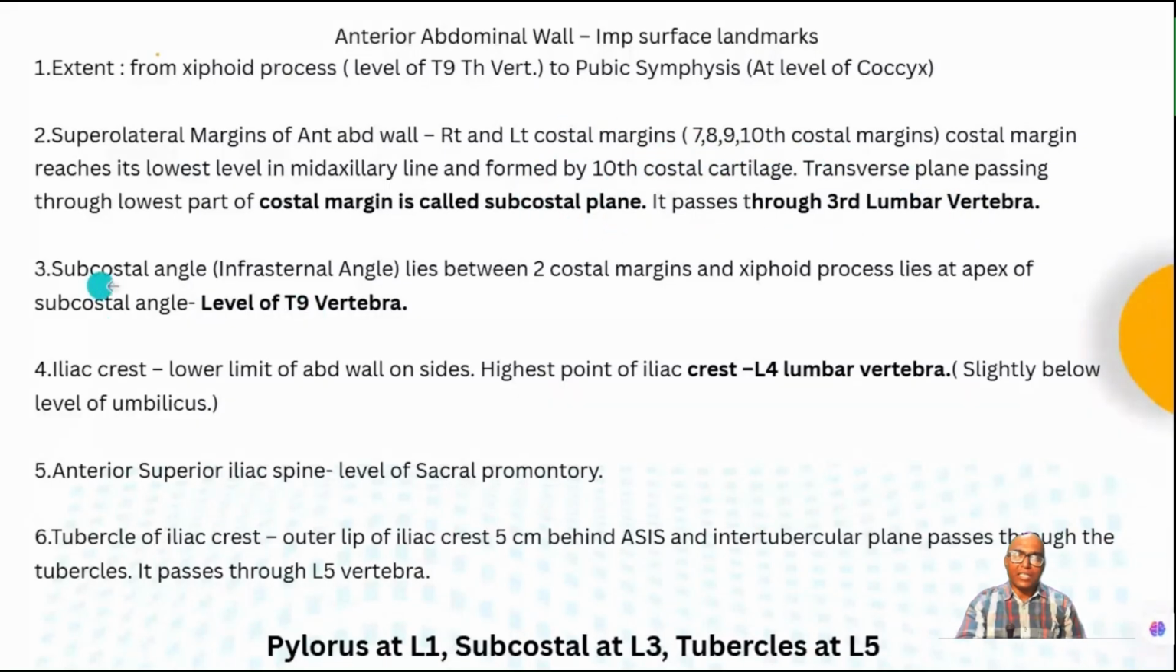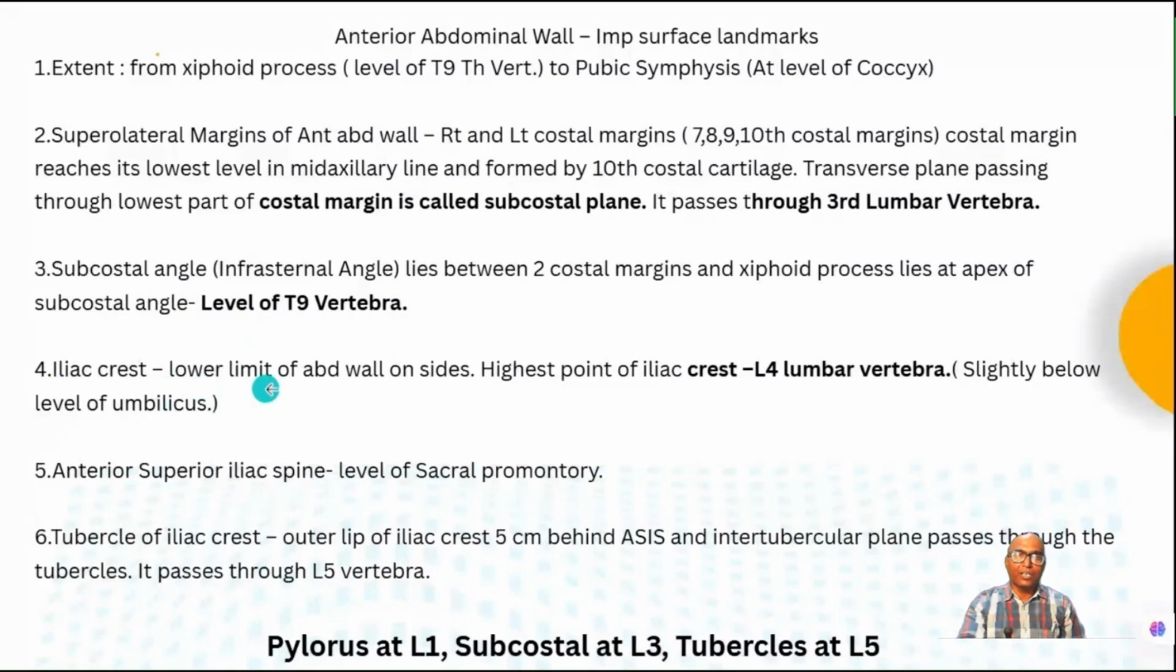Then the subcostal angle, that is the infrasternal angle, lies between the two costal margins, and the xiphoid process lies at the apex of the subcostal angle. That level is T9. So this is the thoracic level, and this is a costal cartilage. These are two different things. This is in the middle, and this is along the costal margin. So they are different. This lies at the level of the T9 vertebra.